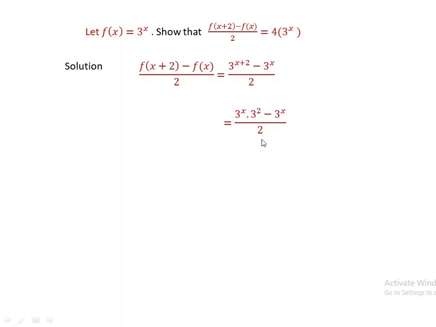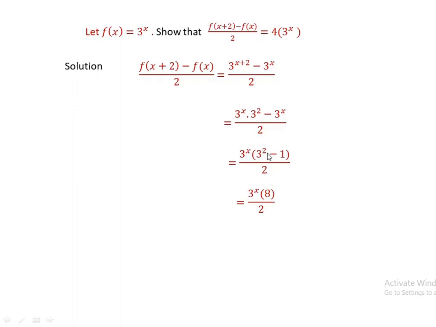over 2. Here 3 to the power of x is common, so we take 3 to the power of x as a common factor. We have 3 to the power of x into 3 to the power of 2 minus 1, the whole over 2. 3 to the power of 2 is 9. So we have 3 to the power of x times 3 to the power of 2 minus 1 over 2.